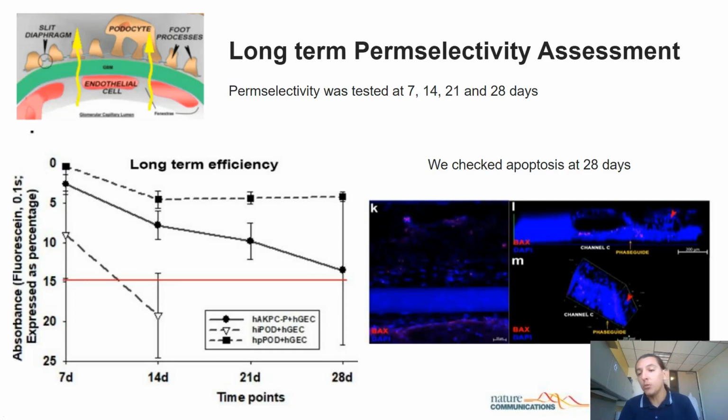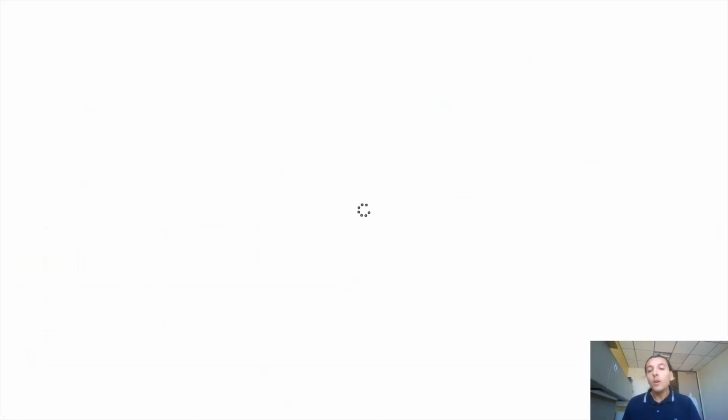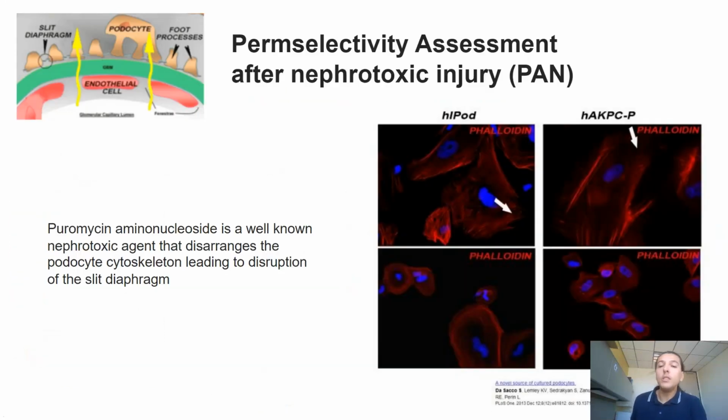We also checked apoptosis at 28 days, and this is just a representative picture, but we performed it for all three lines. We didn't see really any apoptosis after 28 days, suggesting that our cells are still viable for a long time. So that being done, we decided to look at some response to injury. And the first system that we used was a nephrotoxic injury caused by puromycin aminonucleoside, or PAN.